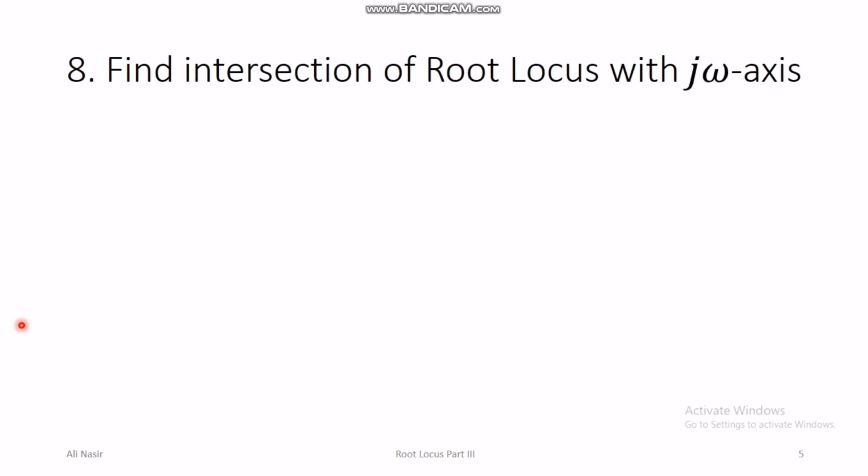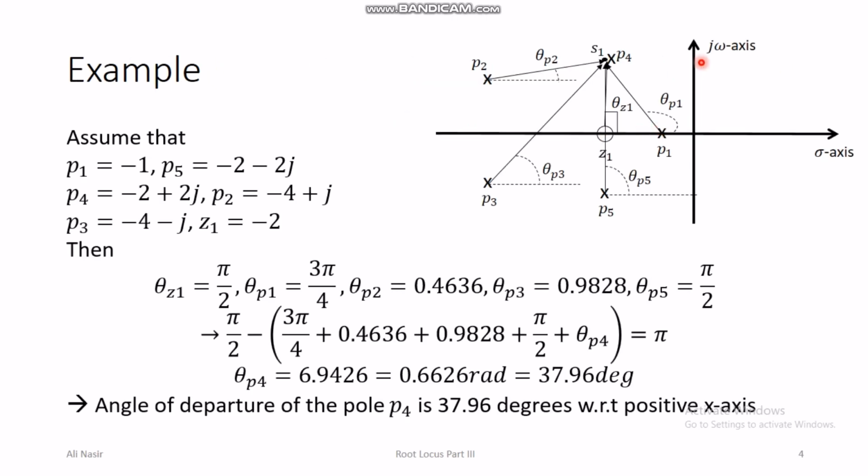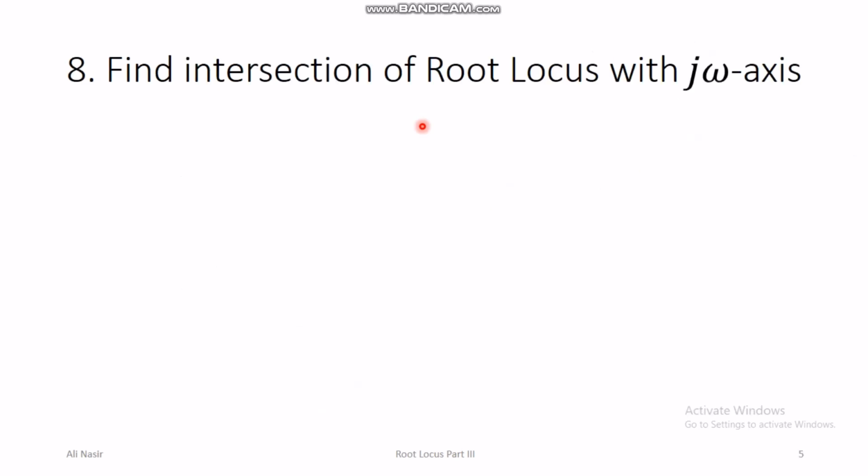Similarly, the next rule is to find the intersection of root locus with the j omega axis. So some root locus cut the j omega axis. So this is the j omega axis. This axis is the j omega axis. If the path of any pole cuts this j omega axis or passes through it, how do we know the exact point on the j omega axis through which the path of the pole goes? So this is rule number 8. So how do we do this?